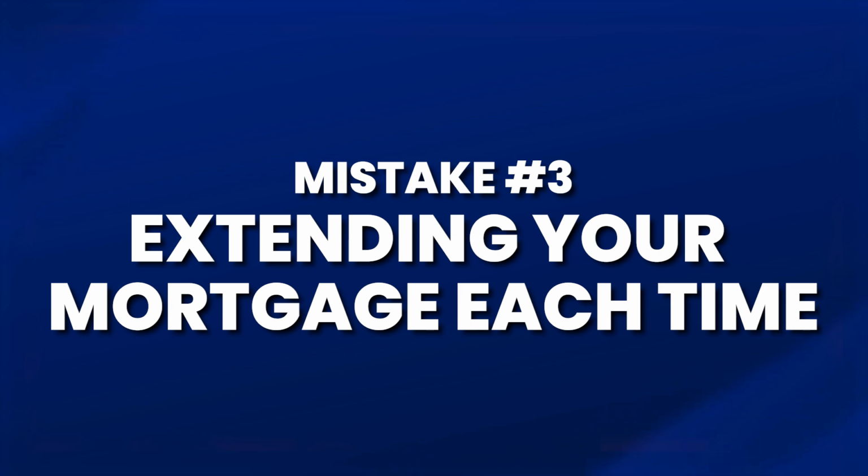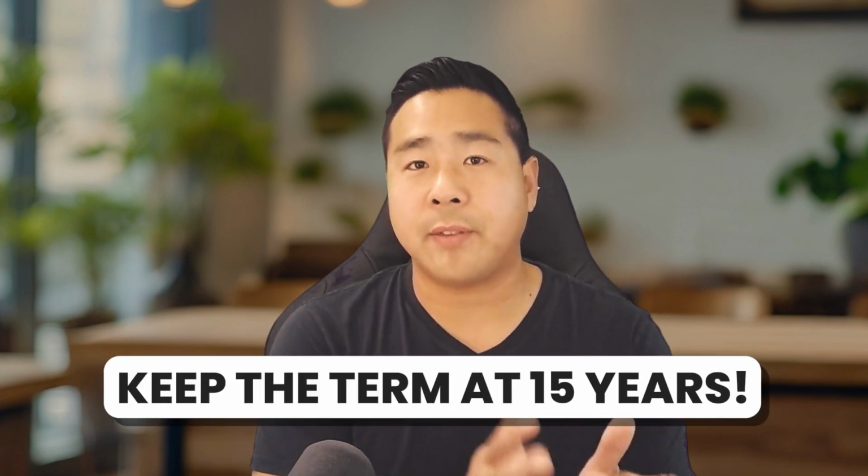And that leads me straight into mistake number 3, extending your mortgage every time you refinance. So many people just look at that monthly payment and the monthly savings. They go, wow, I'm going to save $500 a month, but they've already paid off 15 years of their mortgage. So why would they want to reset back into 30 years? If you're planning on owning that home for 30 years, I would keep the term at 15 years.